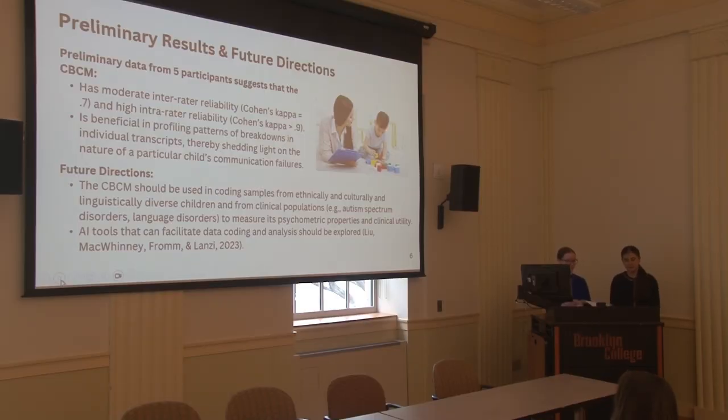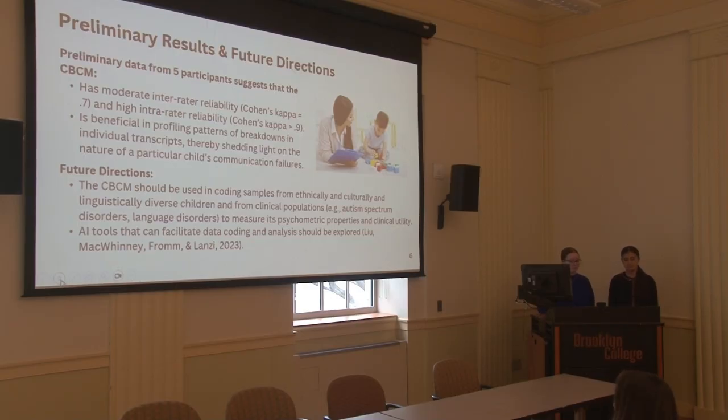Looking at the preliminary data collected from 5 participants suggests that the CBCM has moderate inter-rater reliability based on a kappa of approximately 0.7 and a high intra-rater reliability based on a kappa greater than 0.9. The CBCM is beneficial in outlining patterns of breakdowns in individual transcripts. Now, this can allow the SLP to understand communication failures that the child exhibits and in turn curate therapy sessions in a way that will target those specific breakdown failures so that the child can improve on them.